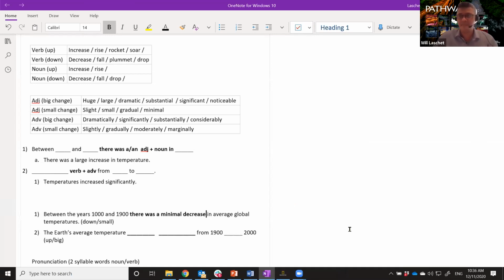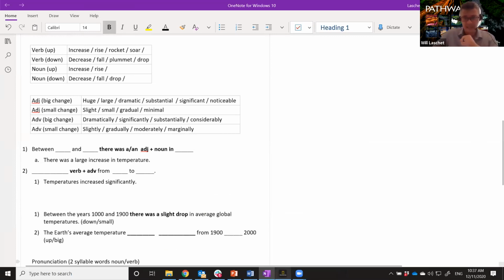Okay, so we could put in here minimal decrease. We could put in slight drop, slight decrease. Okay, there we go. Minimal decrease. So a lot of different ones we can put in. I'm going to go for this one. Slight drop. I think that sounds nice. There was a slight drop in average global temperatures.